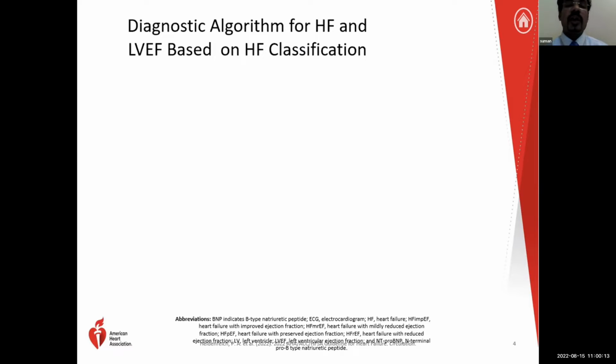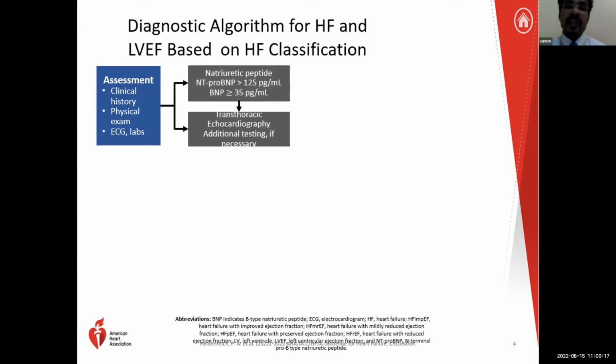So next to diagnosis, always diagnosis based on the clinical history, clinical examination, and lab reports. Clinically, we have to assess the clinical signs of heart failure like elevated JVP, any additional heart sounds like S3, basal crepitation, so a lot of clinical scenarios. Then we have to go for the natriuretic peptide levels, then transthoracic echocardiogram.